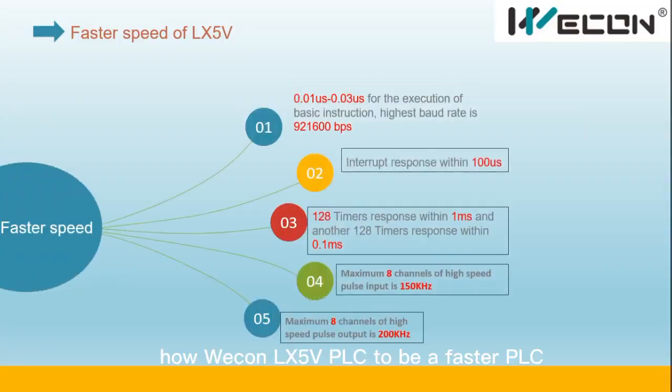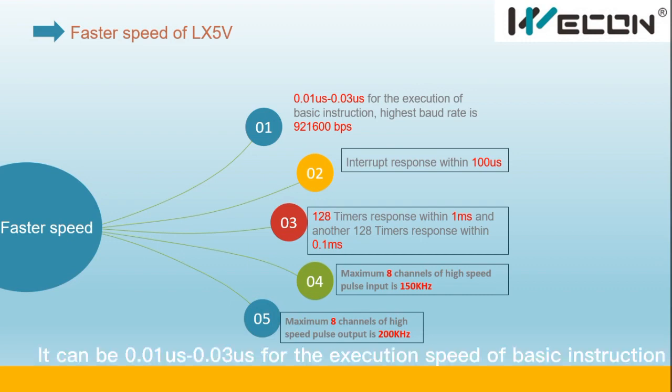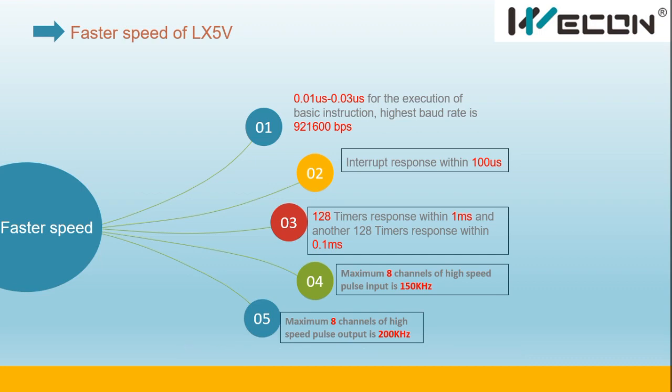How we call LX5V PLC to be a faster PLC? Number 1, it can be 0.01 microseconds to 0.03 microseconds for the execution speed of basic instruction. The highest baud rate can be 921K and 600. Number 2, the interrupt response within 100 microseconds. Number 3, it has 128 timers response within 1 milliseconds and another 128 timers response within 0.1 milliseconds.